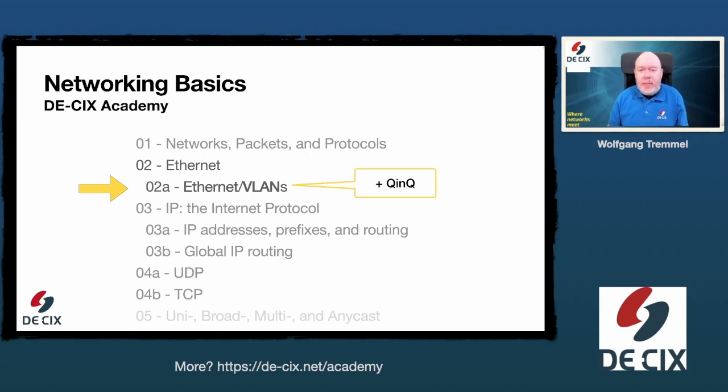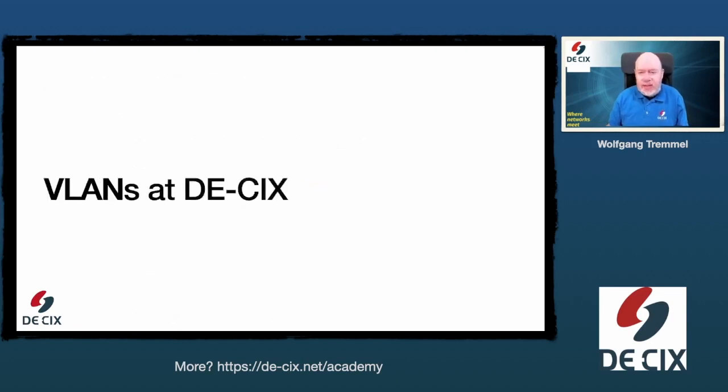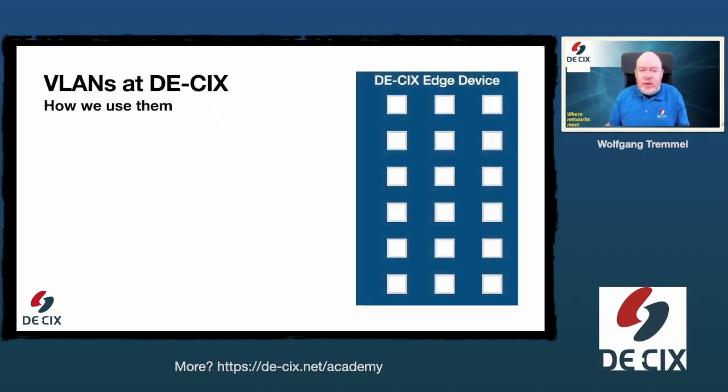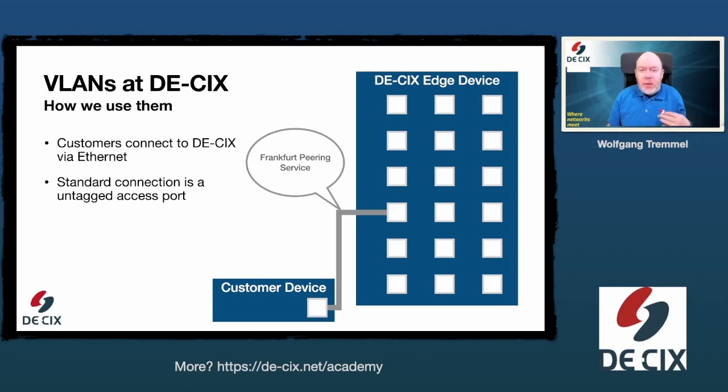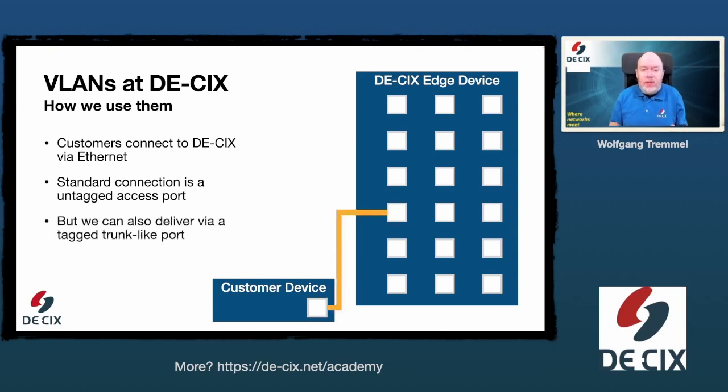Let's start talking about how we use VLANs at DKIX. The standard DKIX access product, the peering product, was always to deliver a peering service on an untagged Ethernet port. So you could get the Frankfurt peering service on a standard Ethernet port and just peer in Frankfurt. With the introduction of multiple exchanges and multiple peering LANs, you could get multiple services on one port, but to do that, we had to tag the ports with a VLAN ID.